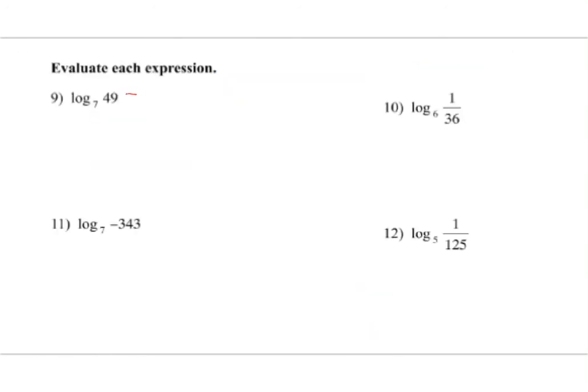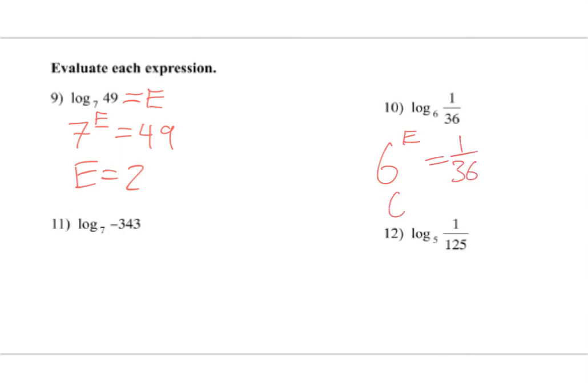Evaluating, we're using the exact same stuff. I'm going to set this equal to some exponent first, then convert. So we got base 7 to an exponent is equal to 49. That only works if that exponent is 2. For number 10, we've got 6 to some power is equal to 1 over 36. If you're not comfortable with working on this, one of the things that you could do would be to rewrite 1 over 36 as maybe 36 to the negative 1. And now we're seeing that this could be 6 to the negative 2. So negative 2 would be our answer here.